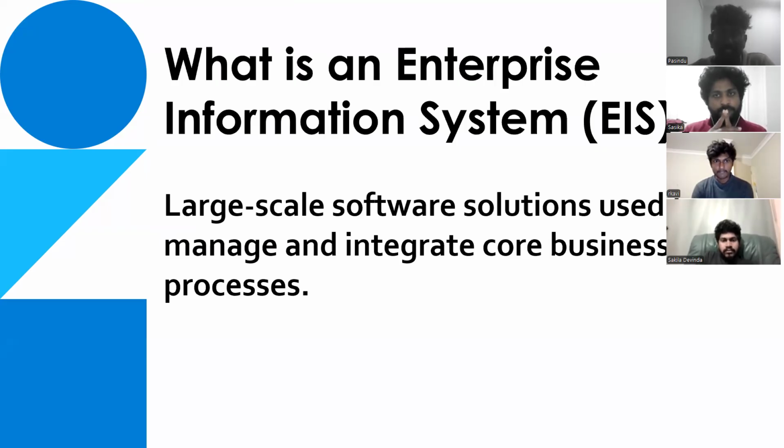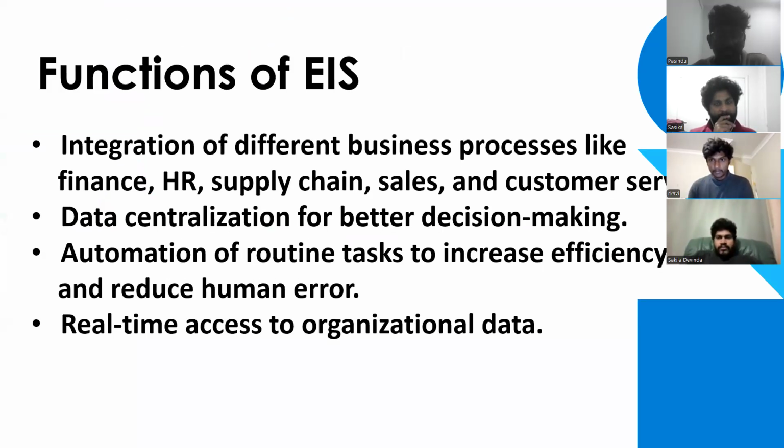What is an enterprise information system? EIS is a centralized system that serves the needs of an entire organization. It's a structured set of interconnected components that collect, process, store, and distribute information to support decision making, coordination, control, analysis, and visualization within an enterprise. Our next slide is about functions of EIS.